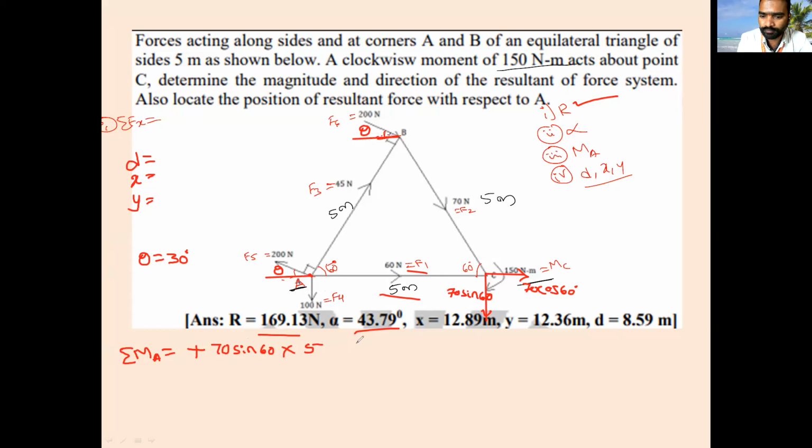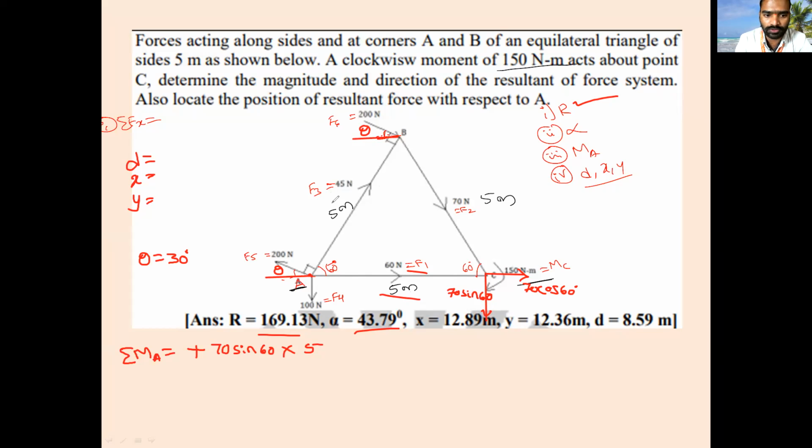F2 force is inclined. That's why I have resolved it into two components, one is X component, one is Y component. The X component is passing through the A point, so it will not produce any moment. The Y component is at a distance of 5 meters. That's why it is producing moment.